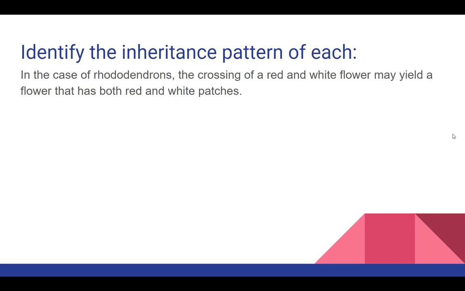Let's check and see how you did on these. So the first one talks about rhododendrons. The crossing of a red and white flower may yield a flower that has both red and white patches. What did you call that one?